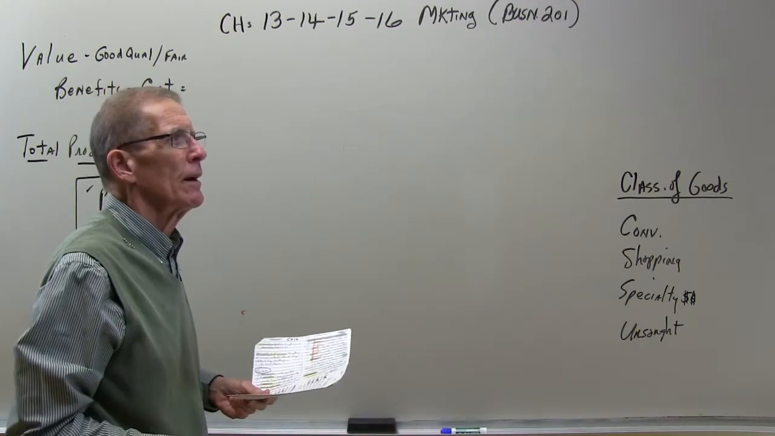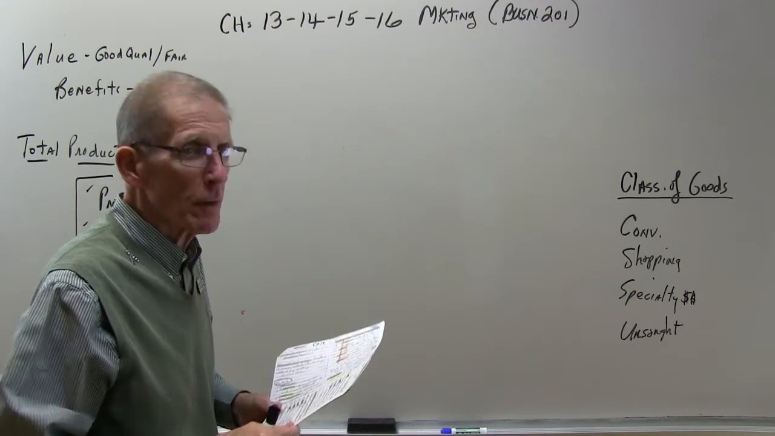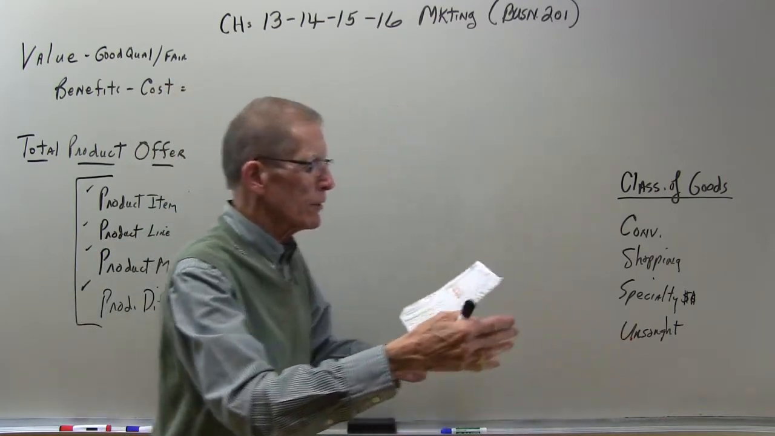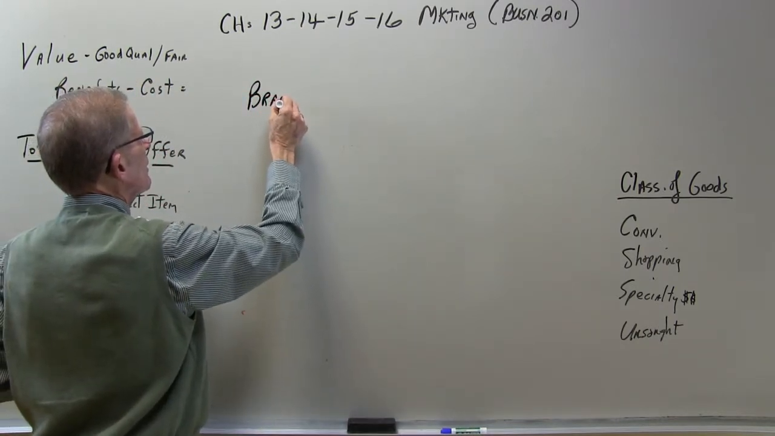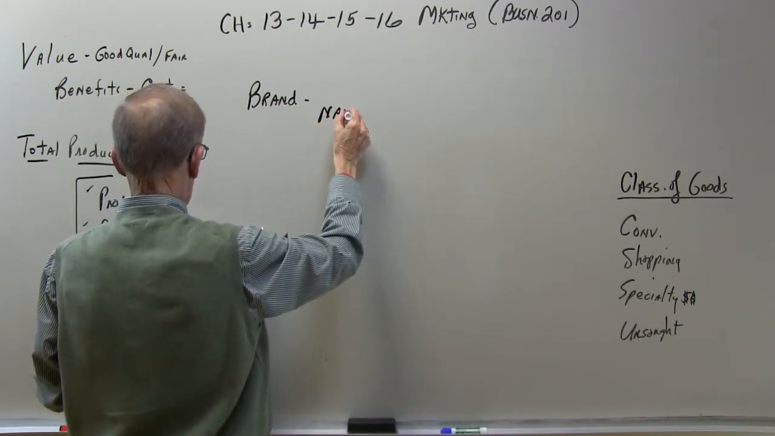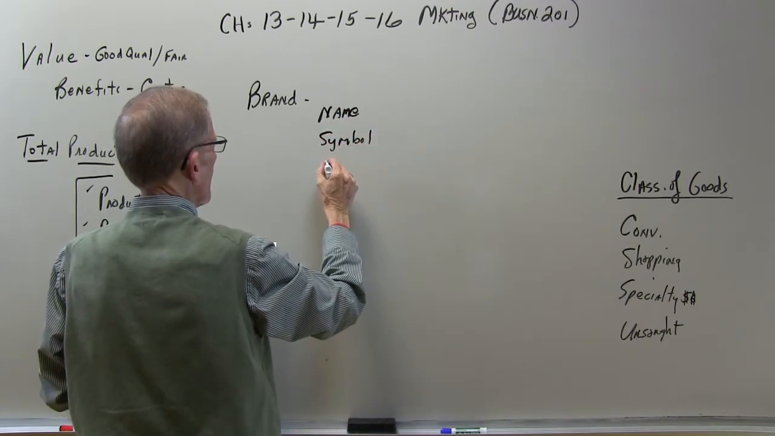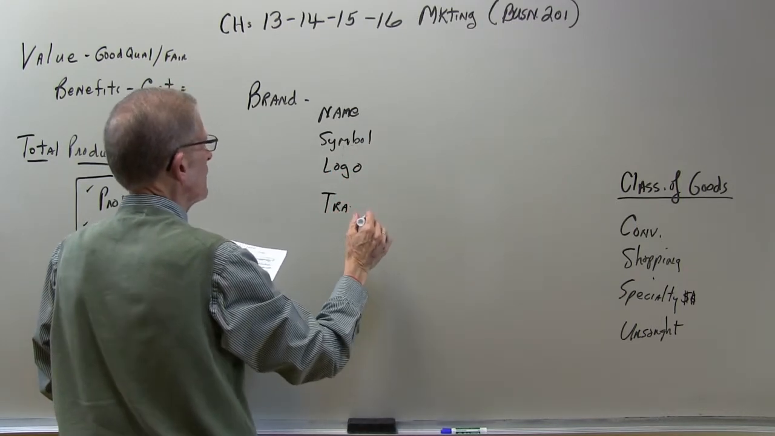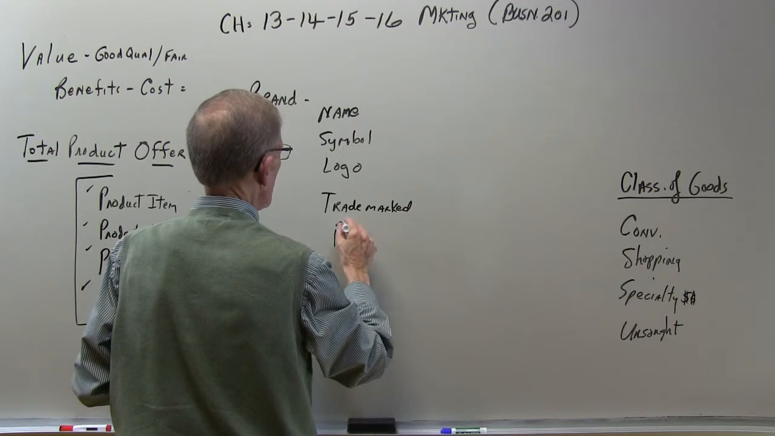A brand is a name, symbol, or design that identifies goods and services from its competition. A product is a particular brand that makes it stand out from its competition. Now, products can have a brand name, a brand symbol, a brand logo. That brand can be trademarked. Patented.